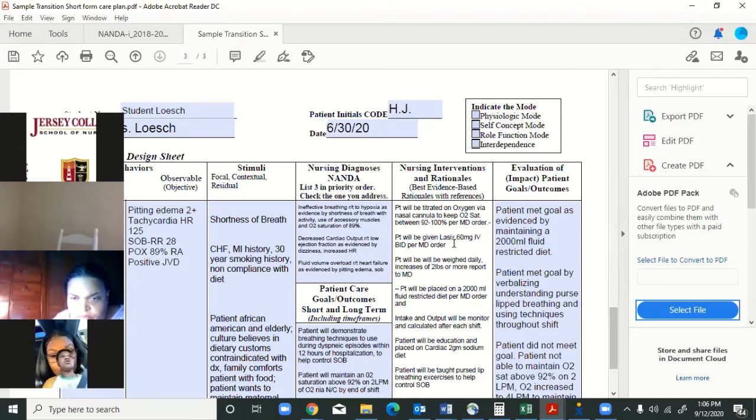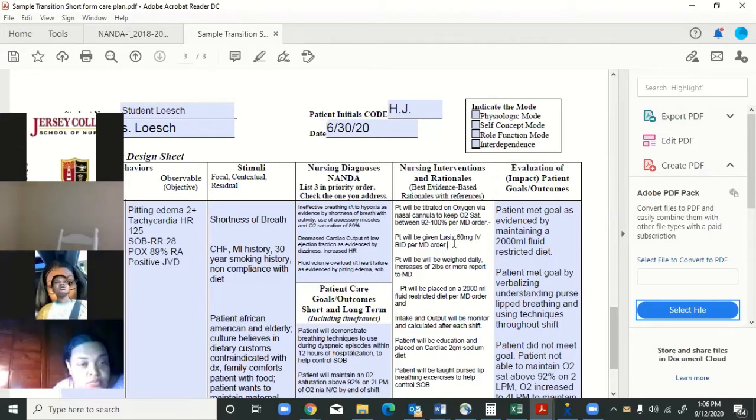So Lasix, we're giving the patient Lasix. Now, I just put a specific order in there. You could put just Lasix in there as long as you're saying per MD order. And what's that Lasix going to do for the patient? Removes water weight. It'll help get rid of some of that fluid so maybe I can breathe a little bit easier, right? So it is going to help my breathing if I get rid of some of the fluid. And that's what the Lasix will do.